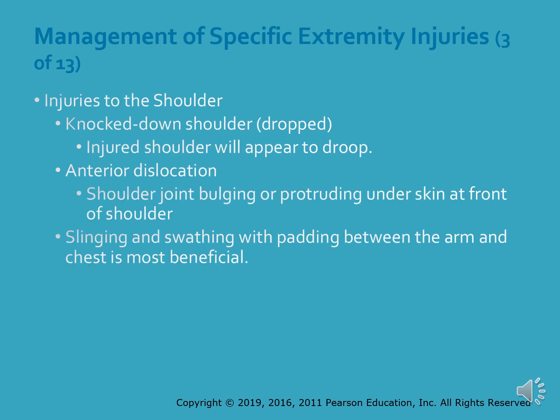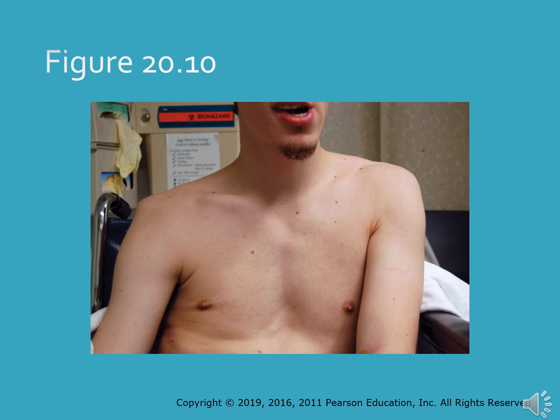Injuries to the shoulder, you're going to see a knocked down shoulder or dropped shoulder. That's the injured shoulder will appear that it is droopy. Then the anterior dislocation is the shoulder joint bulging or protruding under the skin at the front of the shoulder. Then slinging and swathing with padding between the arm and the chest is most beneficial. Here you can see that you've got a deformity caused by a dislocation of the shoulder joint there on the left side.